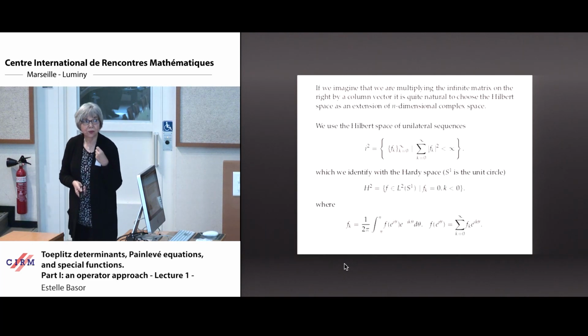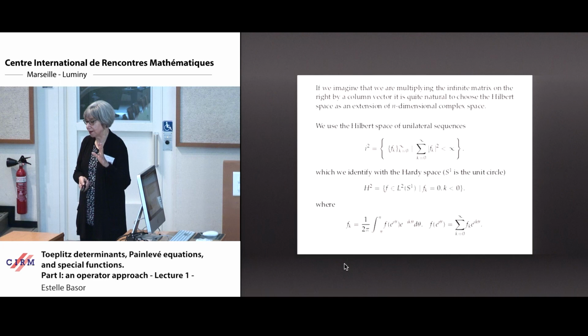So that's a natural setting, and you can actually think of that infinite matrix as just operating on the sequence by just multiplication, just regular old multiplication the way you do matrix multiplication.